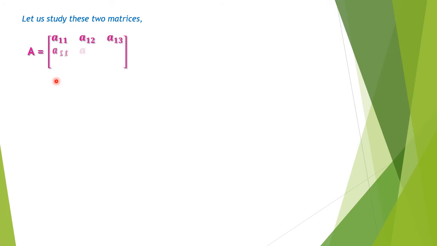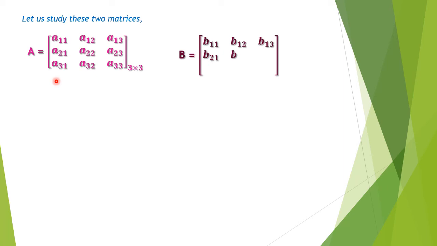Okay, students, one more type is remaining. Let us study these two matrices. A, you can see the matrix A and its components, and it is a 3x3 matrix. And matrix B is also a 3x3 matrix, and you can see its components. This is also a 3x3 matrix, and there are a few questions for us to discuss.